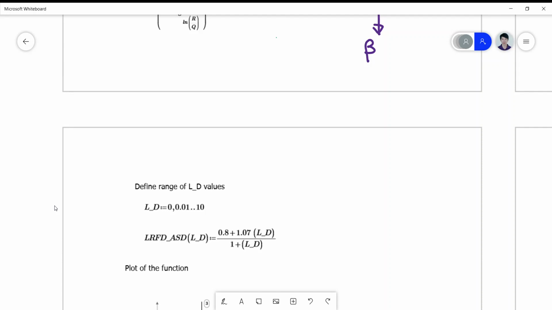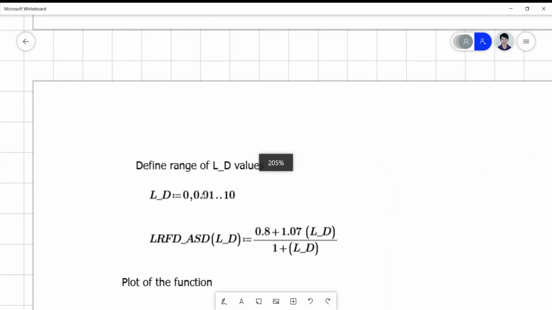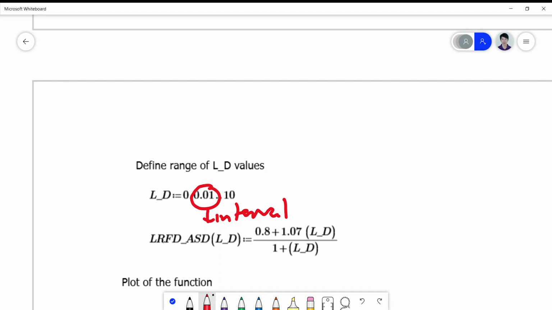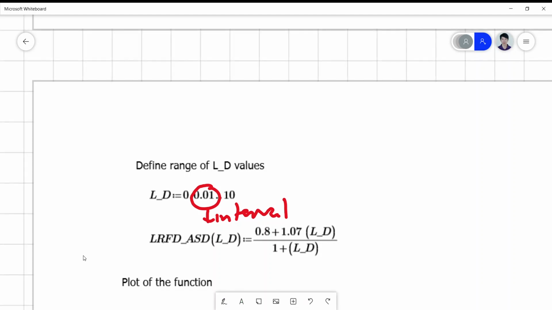Okay. So define range of values of L over D, and let's say I iterate from 0 to 10. You can do it manually by iterating on larger intervals. Okay, but with the computer, you can use an interval which is smaller, as small as 0.01. You call this now an interval. Okay, so we now plot the function. This is now a function of L over D ratio.